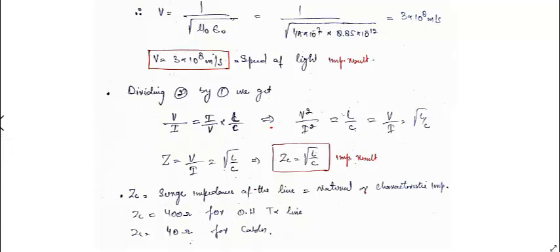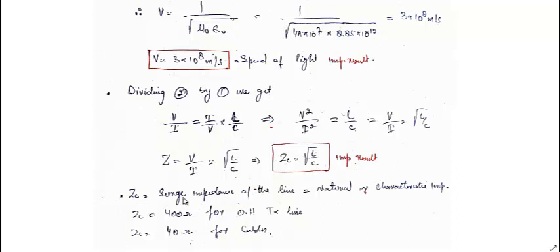In the previous class, we derived the speed of the propagation of the wave. It comes out to be almost exactly equal to the speed of light, and the surge impedance for the different lines: for the overhead line it was equal to 400 ohms, and for the cable it is equal to 40 ohms. For the cable it is 40 ohms only because the capacitance of the cable is more as compared to the overhead line. When the capacitance is more, the surge impedance will be lower.